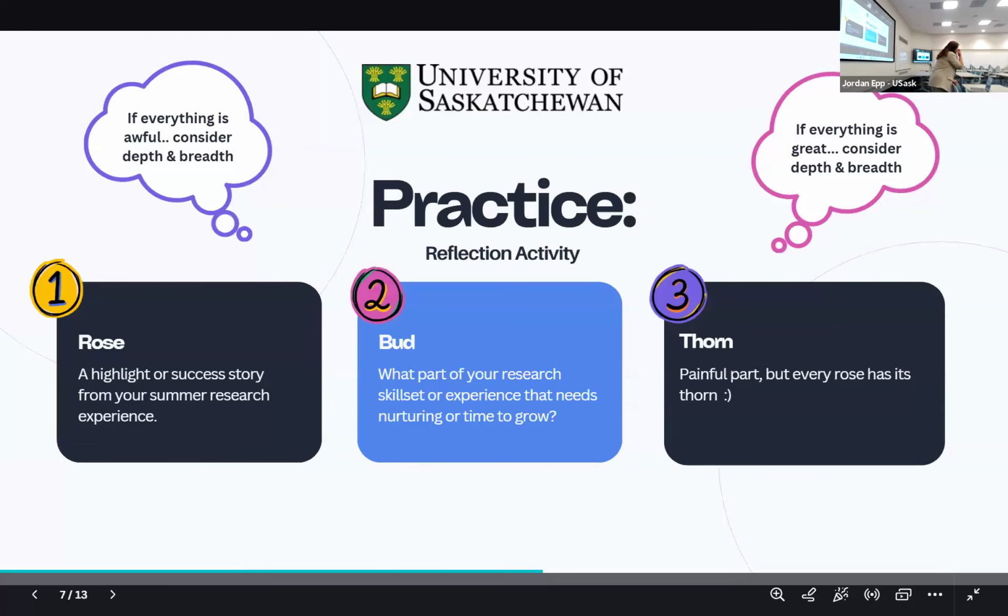So we're gonna do a little practice. Apologies if you were with me a couple weeks ago, because this is the same reflection activity, but I really like it. It's called Rosebud Thorn. And it's again, another way of thinking, where are we at for time? Oh yeah, okay, we've got some time.